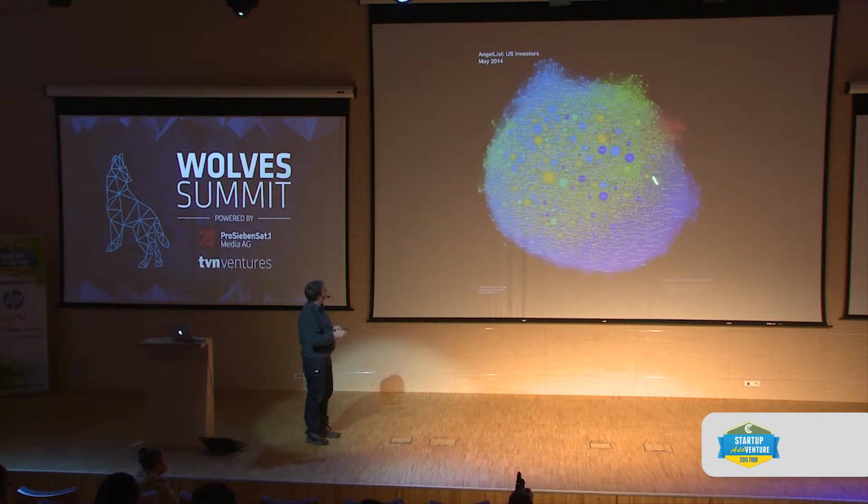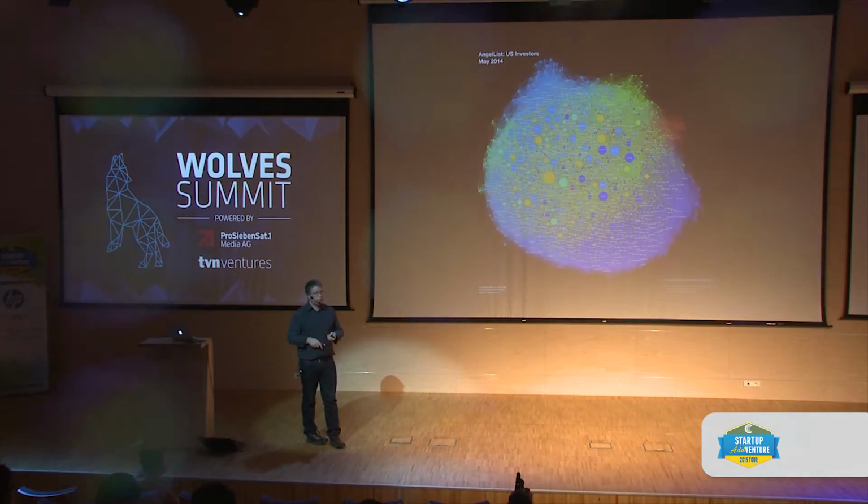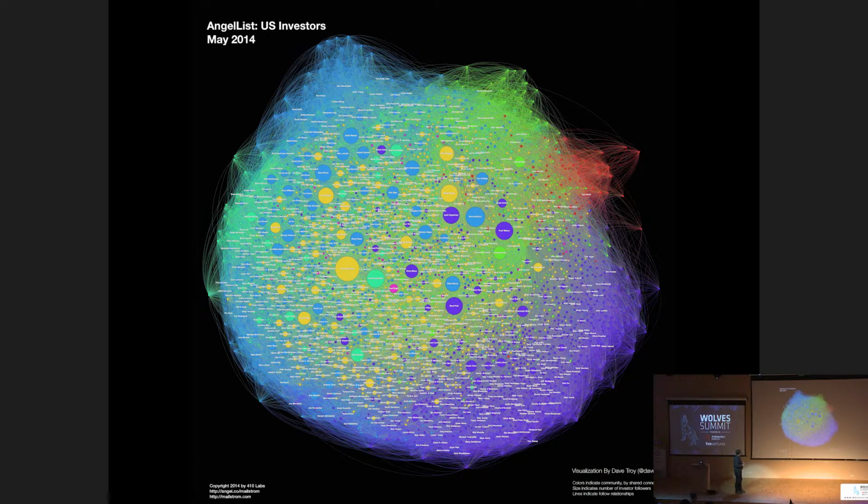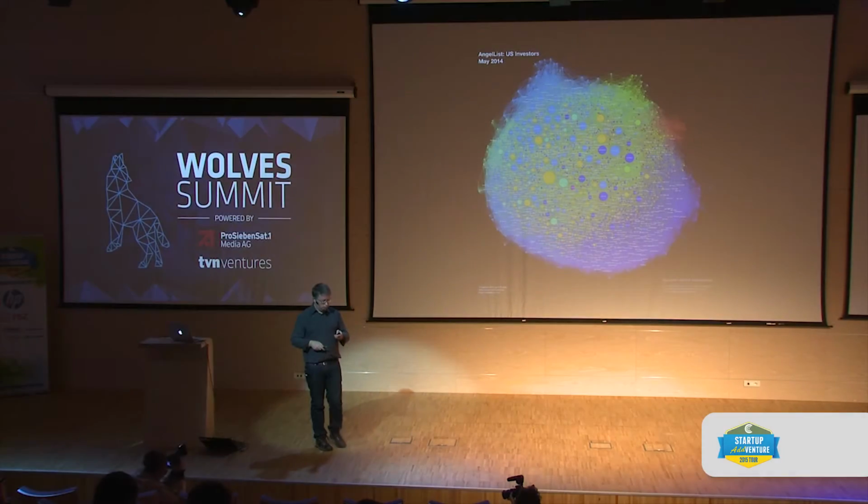And then lastly, this is a map of all the US investors on AngelList. And you get a real sense of how they cluster. This over here is kind of people in New York, and then there's a Boston cluster, San Francisco, and then a lot of people who play in the middle.